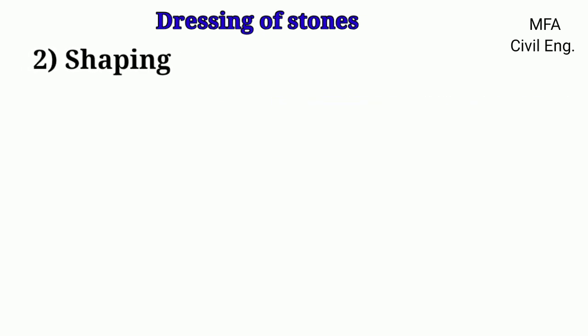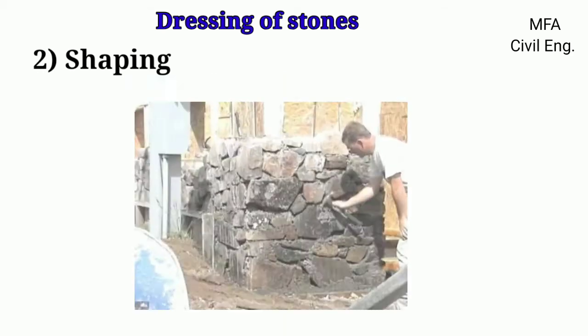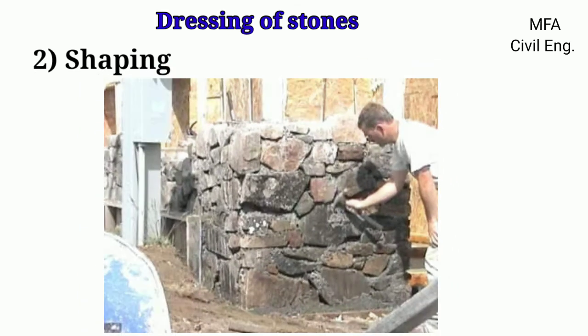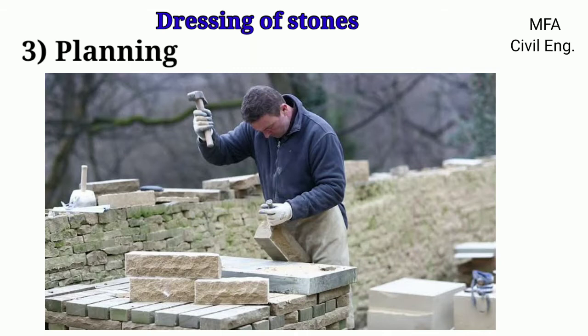Shaping is a process in which sharp projections and other extra irregularities from the edges, corners and surface are properly removed by the tools. The stones are then ready for use in common stone masonry work, for example coarse rubble masonry work.